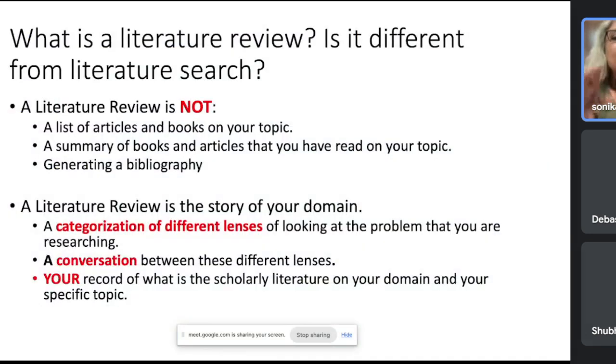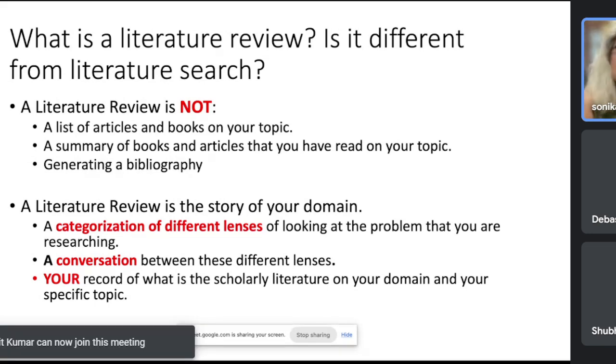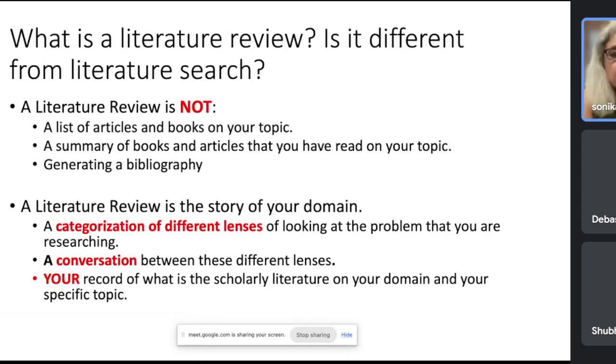Okay. Now, what is a literature review? Is it different from a literature search? So when I'm telling you by the first year, you should have 75% of your literature review completed, I think it'll be useful to know what is the difference between a literature review and a literature search. A literature search is you just type something into Google Scholar or some other search engine, and you get a list of readings on the topic that you entered. That can generate your bibliography. That's not a literature review.